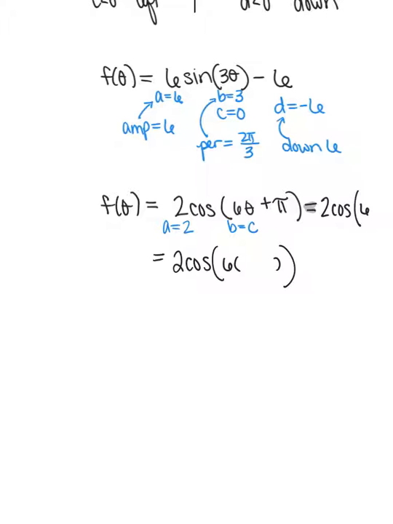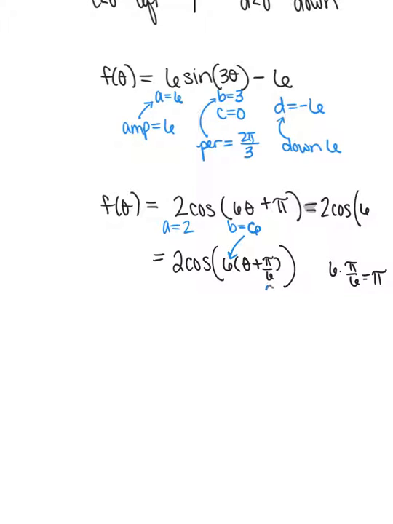So 6 times what will give me a 6 theta, and that's theta. And then 6 times what will give me a pi, and that's pi over 6, because 6 times pi over 6 is equal to pi. So now I can see that my B value, which is still 6, I can see that in the first iteration, and I can see it here in the second iteration.